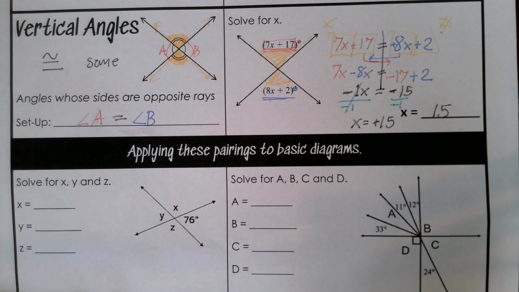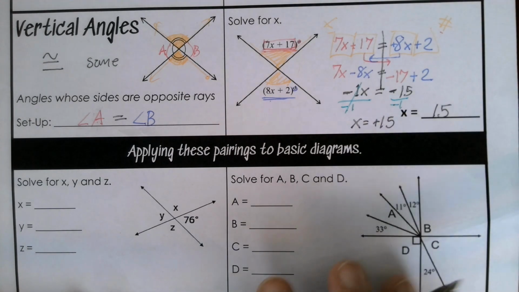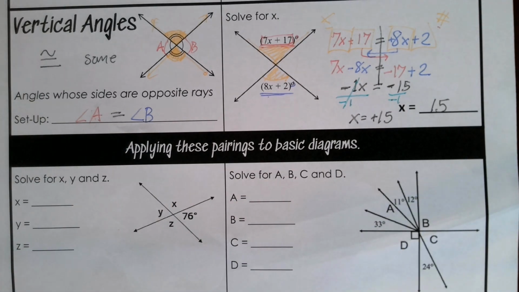So, complementary adds to 90. Supplementary add 180. Vertical equal to each other. Now, the angle pair relationships, we're not always solving for a value. We could also just be using information given. You'll notice there's an x, a y, and a z here, but they also gave us a number. Let's use what we know about the relationships to try to solve for that, okay?